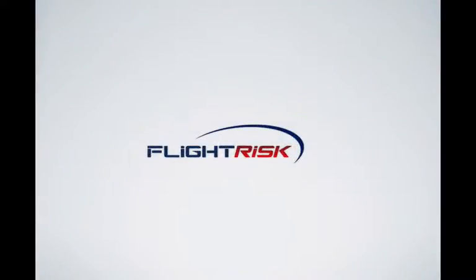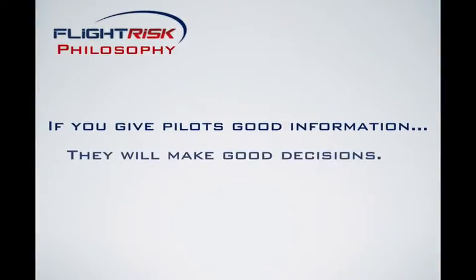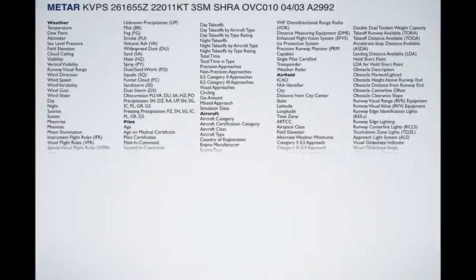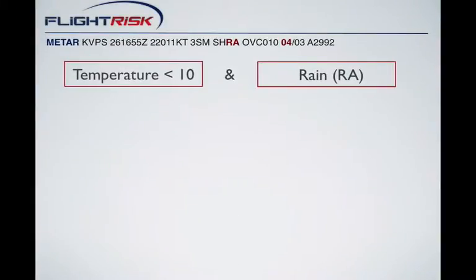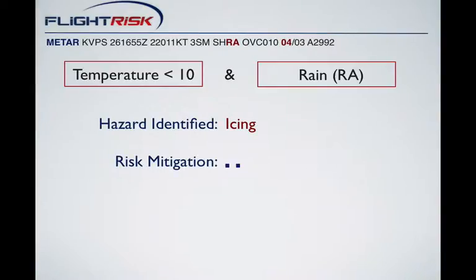FlightRisk can help. Our philosophy is if you give pilots good information, they will make good decisions. FlightRisk analyzes hundreds of pieces of information in order to identify the hazards relating to your flight. Once the hazards are identified, FlightRisk searches a database of publications in order to find the appropriate risk mitigation procedures.